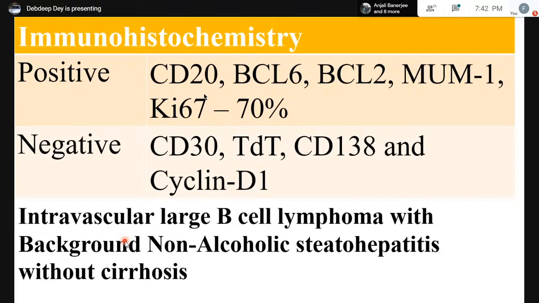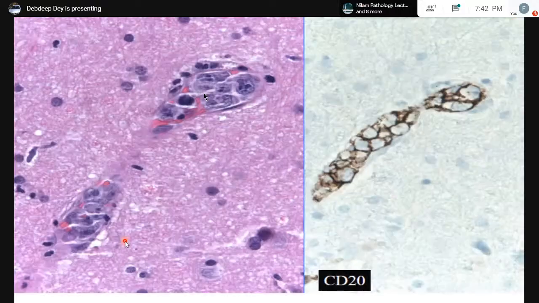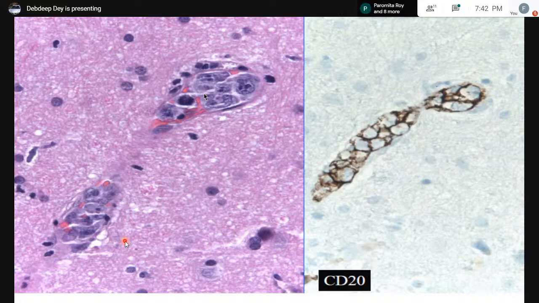So the index of suspicion was not at all on lymphoma. There was no lymphadenopathy. It was a liver biopsy done with the aim of diagnosing a liver disease, but yet it showed that this is an intravascular large B-cell lymphoma. So this is another example of brain in which the vessels are clogged with these large cells. It's CD20 positive, and therefore it's an intravascular large B-cell lymphoma in the CNS.